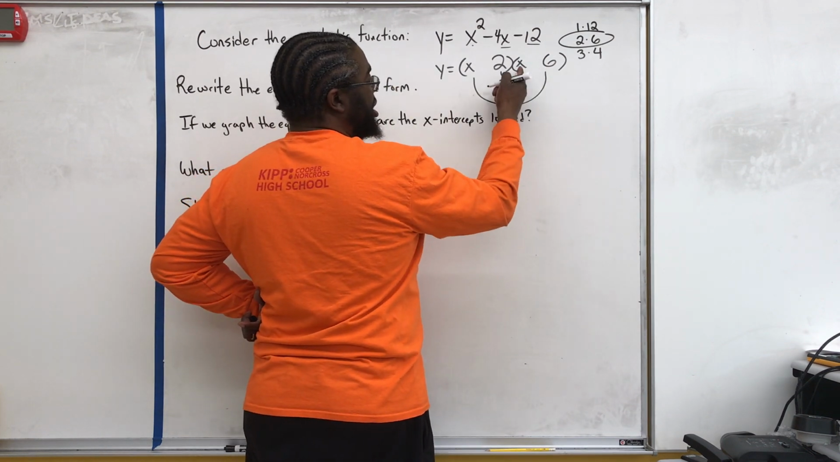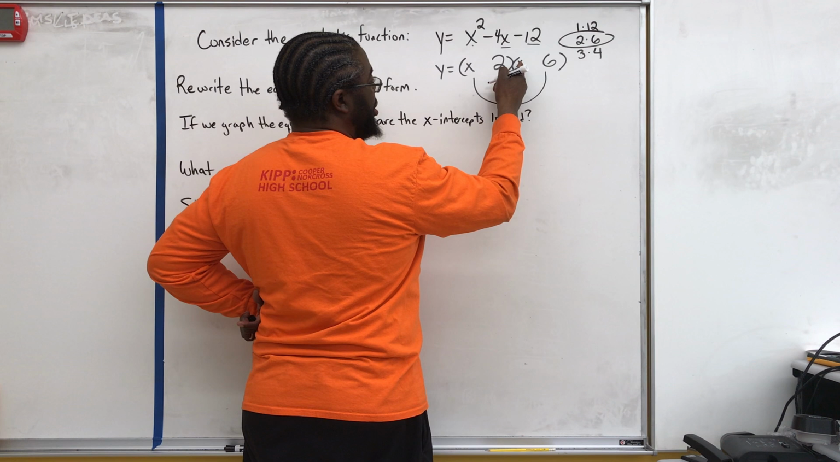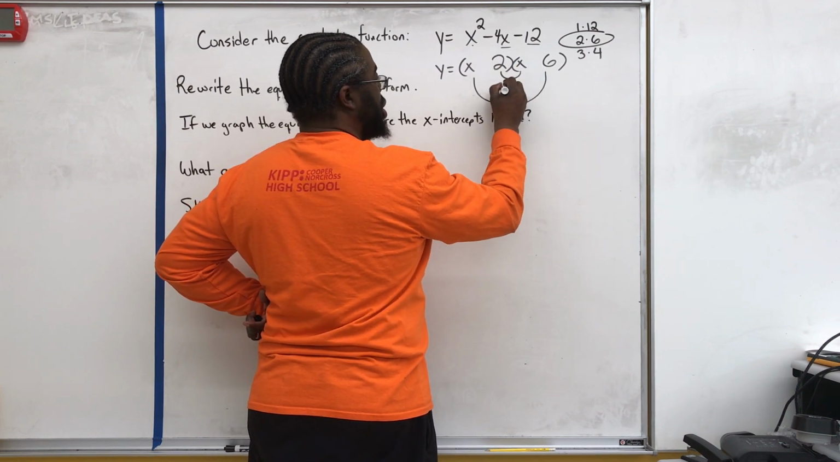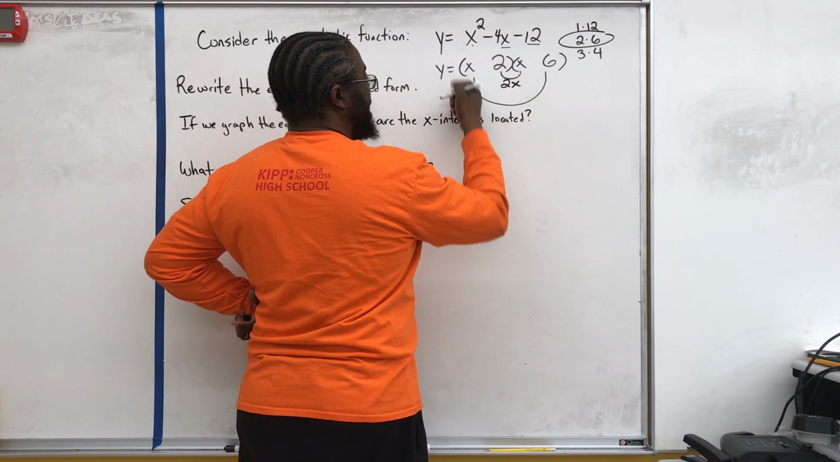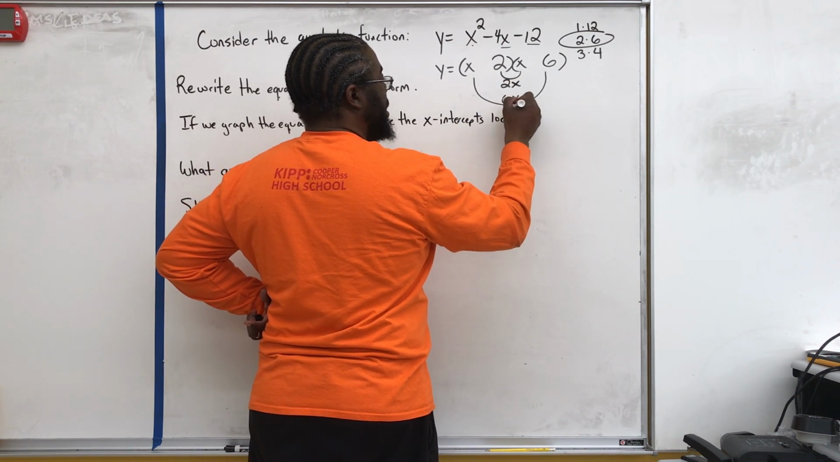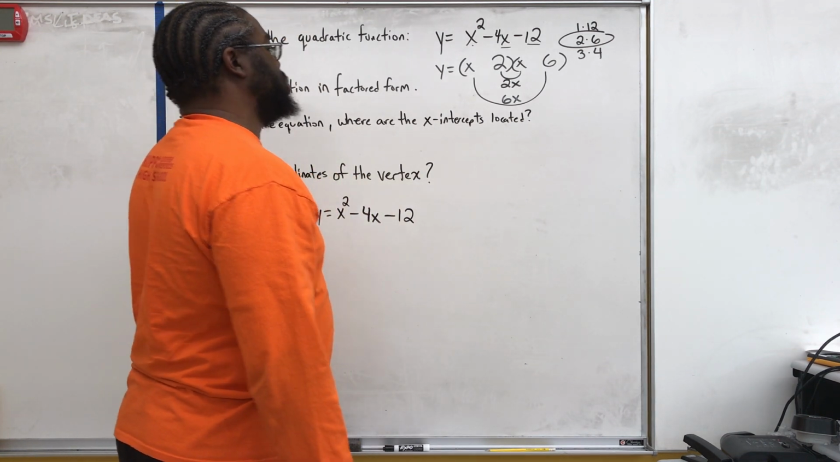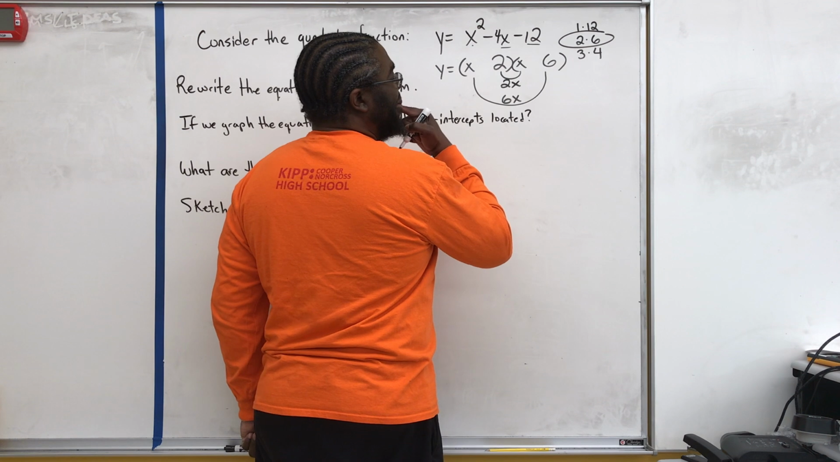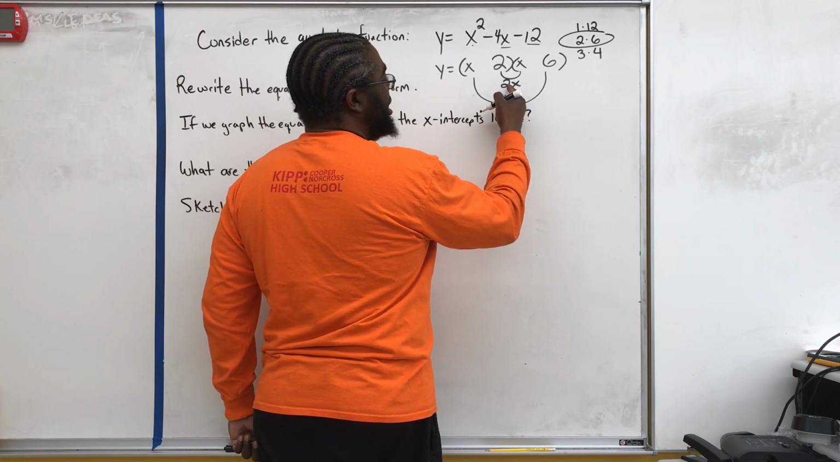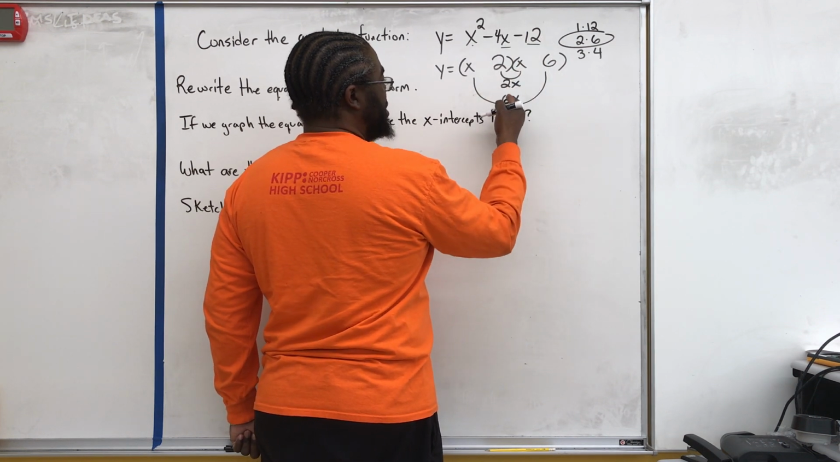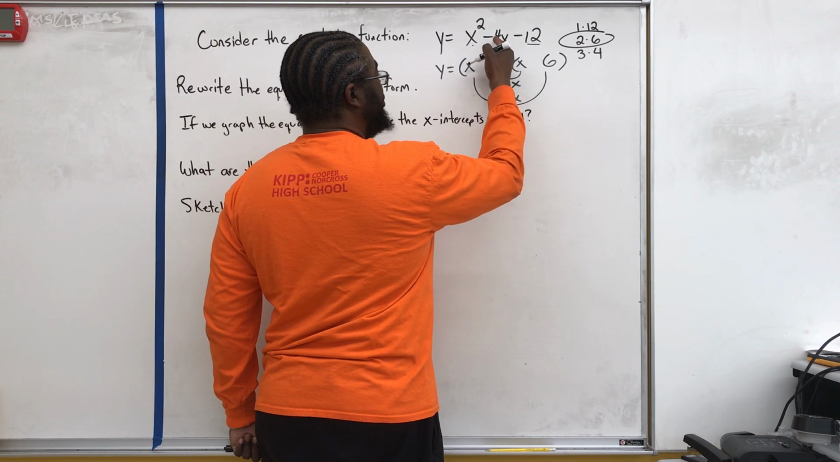I can do that because my x's don't have anything in front of them. So my inners are simply going to be 2 times x, so 2 is the coefficient, and 6 times x, so 6 is the coefficient. Now I need to know what signs are going to make this work. I need signs that multiply to give me negative 12, but the inners and outers will add to negative 4.